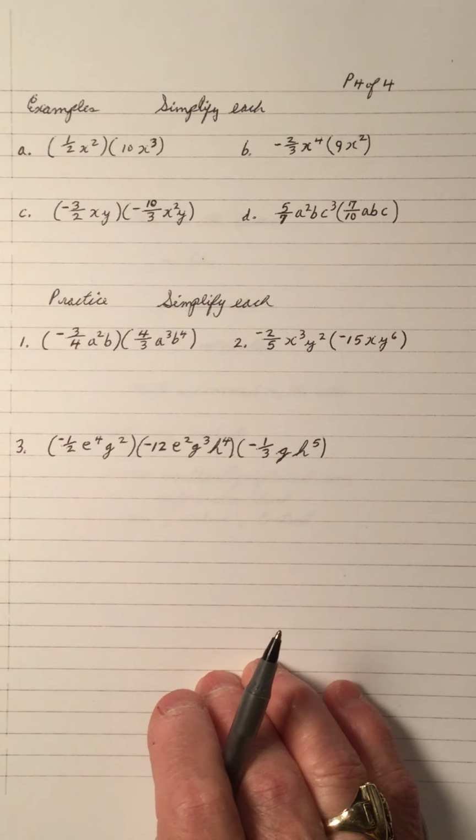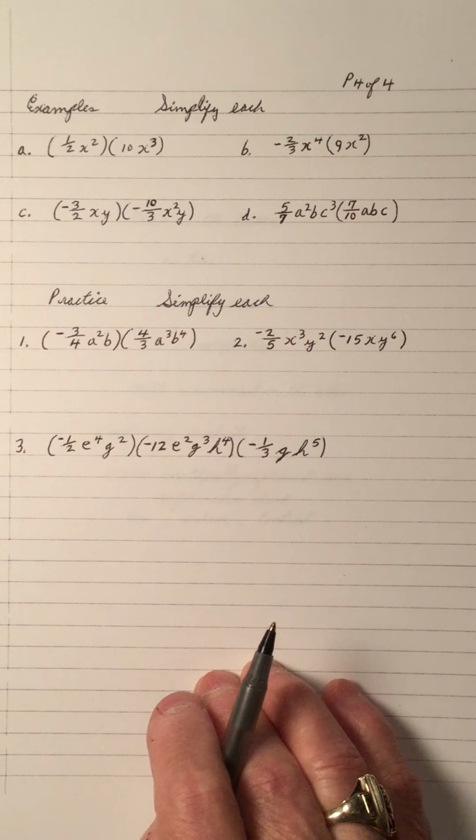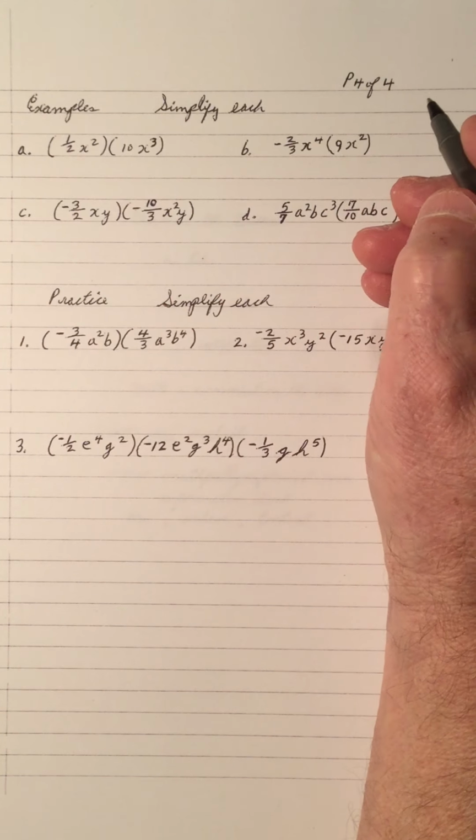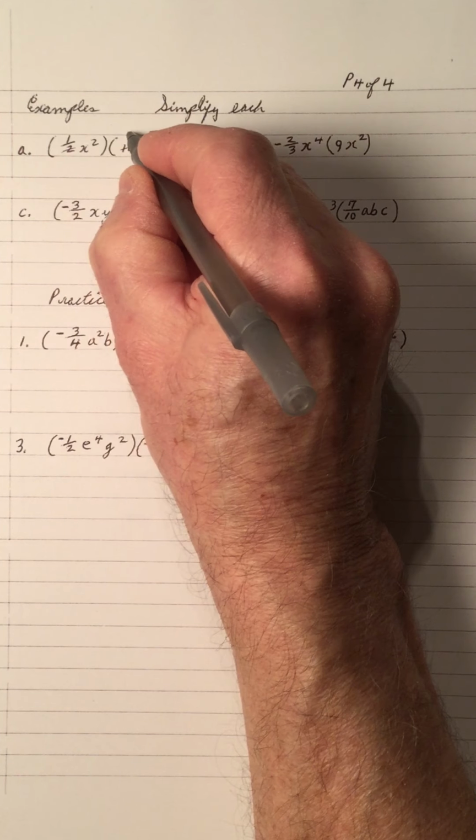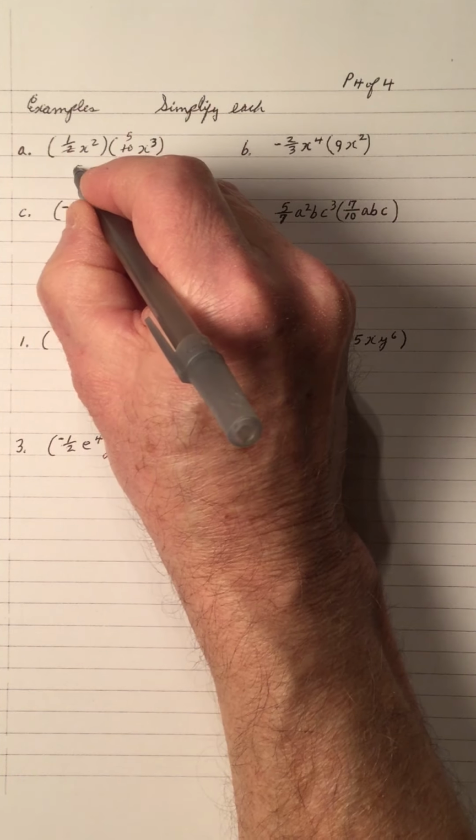Well, what about multiplying some fractions with the monomials? Well, that's easy. To multiply fractions, we have to cancel. So a half of 10, 2 into 10 goes 5. So 1 times 5 is 5.